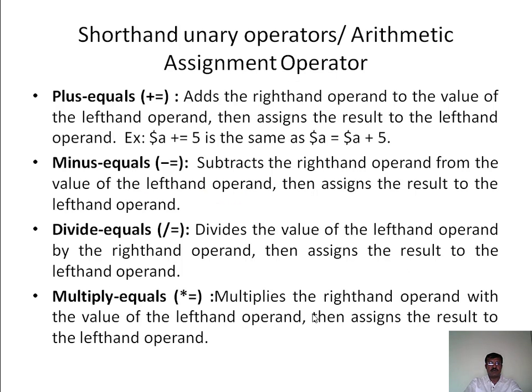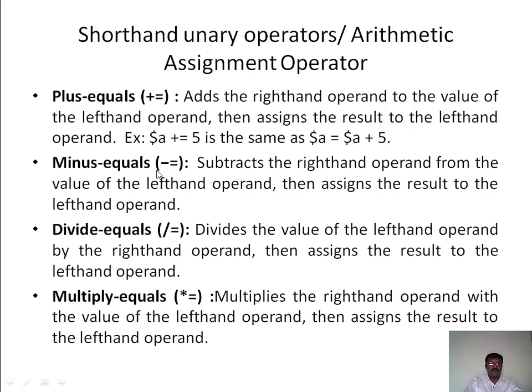Shorthand unary operators or arithmetic assignment operators. Plus equals is a shortcut operator, a shorthand operator, that is plus followed by equal sign. This operator adds the right hand operand to the value of the left hand operand, then assigns the result to the left hand operand. So here it will add the right hand operand value to the left hand operand, then the result will be assigned to the left hand operand. In this way, this plus equals shorthand operator works.